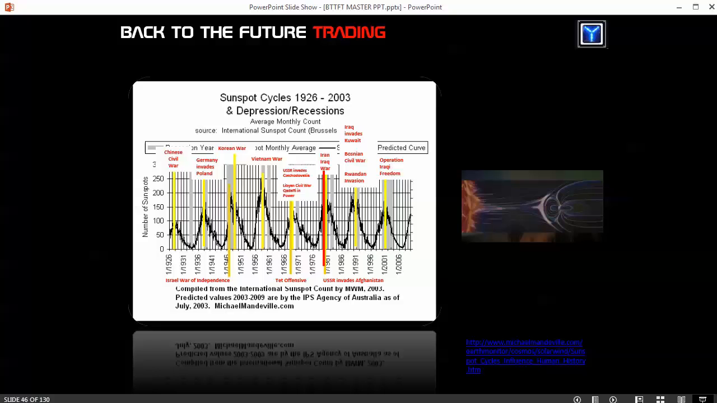where the global conflicts of the world were taking place. And at the top of this sunspot cycle, we had the Chinese Civil War. At the top of this sunspot cycle, Germany invaded Poland. At the top of this sunspot cycle in 1947, 48, 49, 50, we had the Korean War and the Israeli War of Independence. Then we had the Vietnamese War at the top of this spot cycle. All these dates are taken from Wikipedia, so if there's an error here, please let me know.